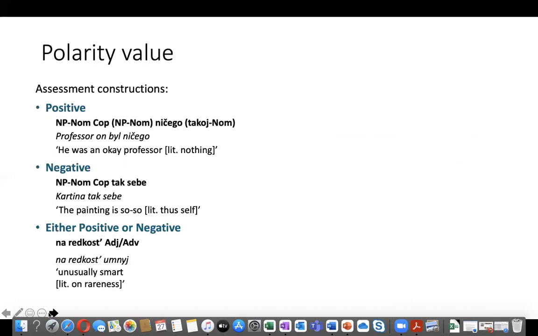So we have, for example, на редкость with the positive, like на редкость умный, it's something positive. With ленивый is something negative. It's negative. So we see that attitude constructions are also characterized by polarity values in a very similar way.